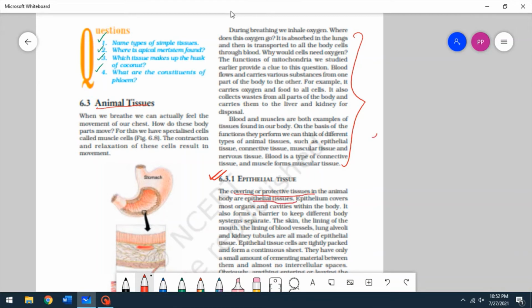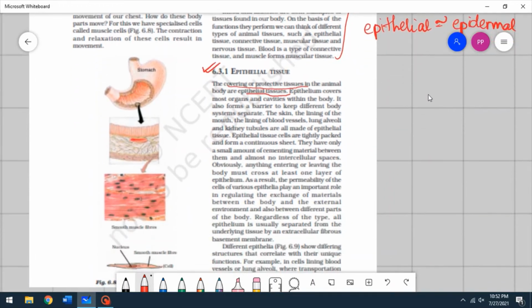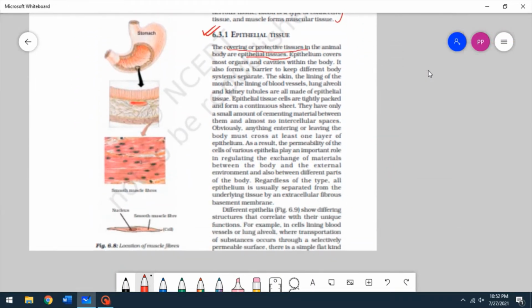The epithelial tissues of animals are equal to the epidermal cells of plants, right? So it's similar in function. I'm not saying they're the same, I'm just going to say similar. Bringing in math again, but they're similar. They're not the same. Epithelium covers most organs and cavities within the body. It also forms a barrier to keep different systems separate.